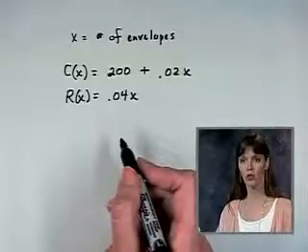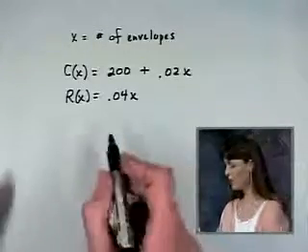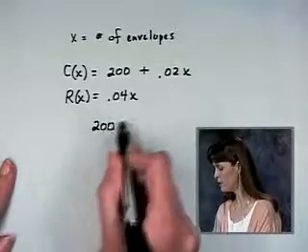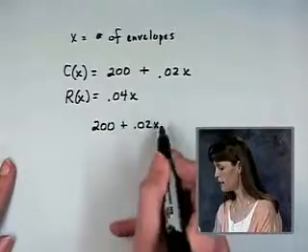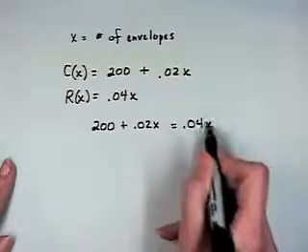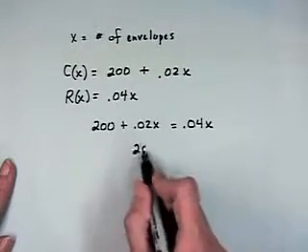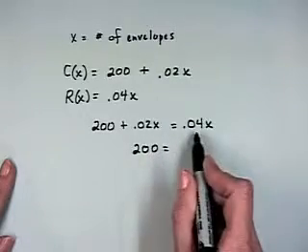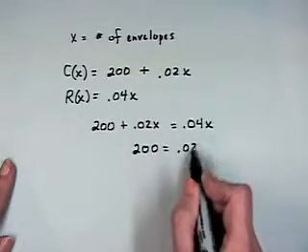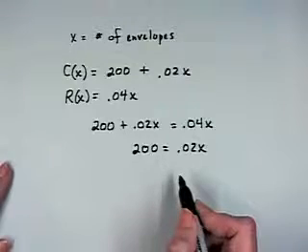All we have to do is set those two functions equal to each other. We have 200 plus 0.02x equals 0.04x. We now subtract 0.02x from both sides of the equation, giving us 200 equals 0.04 minus 0.02 is 0.02, and then that's the coefficient on x.